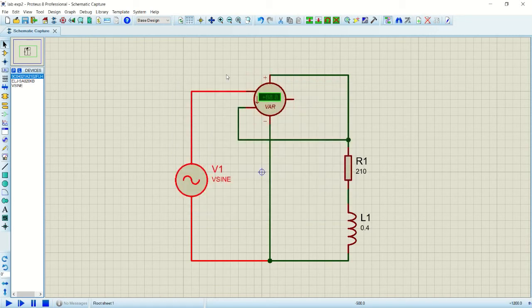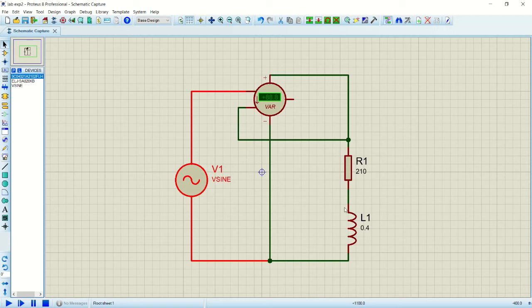And for the VAR meter, they were divided into 2 configurations, which are the current junction and the voltage junction. For the current junction, we need to connect it in series with the load. And for the voltage junction, we need to connect it in parallel with the load.